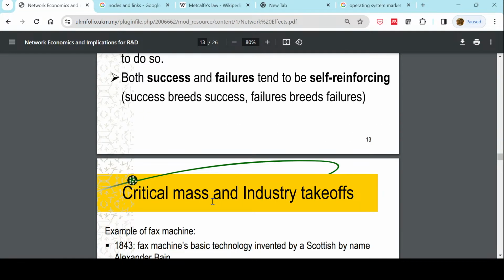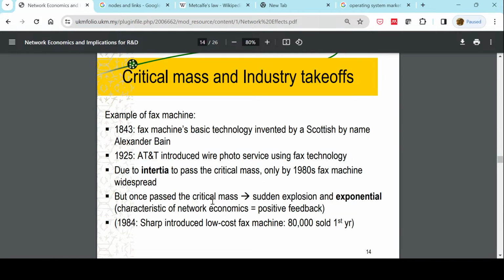So to succeed, there's a critical mass, the threshold number or threshold size of the market. That's what we call critical mass. Once the product passes that critical mass, it's going to take off. That's exponential.